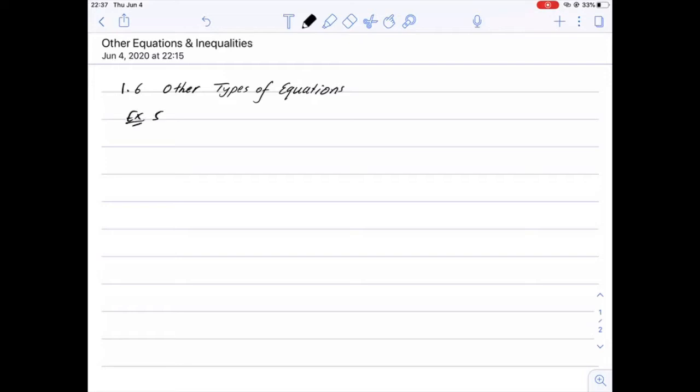For example, if we want to solve the equation (3x minus 1) over 3 minus 2x over (x minus 1) equals x. This is a rational equation because it involves some rational expressions. Now, how to solve this type of problem? The basic thing here is to get a common denominator.